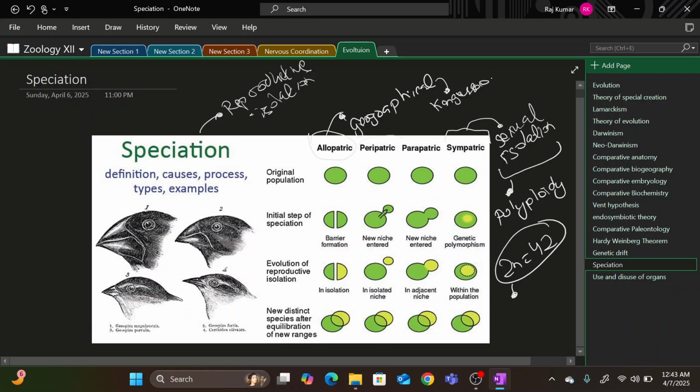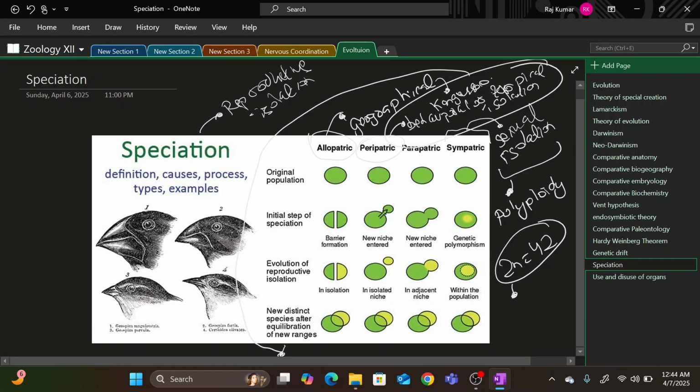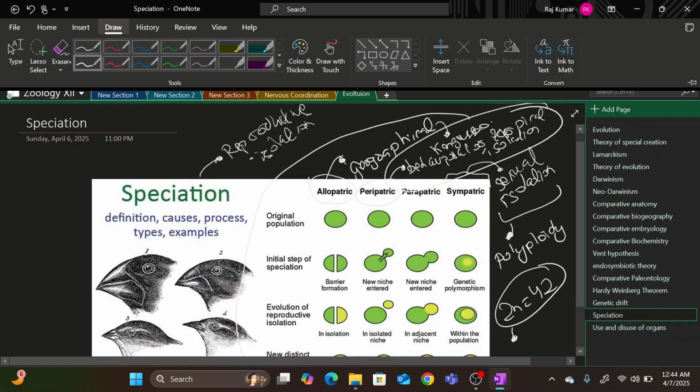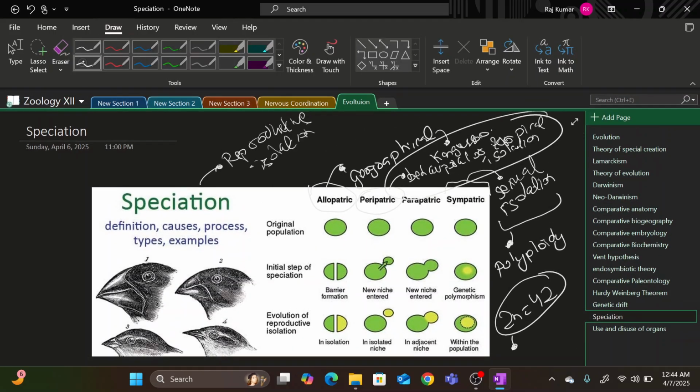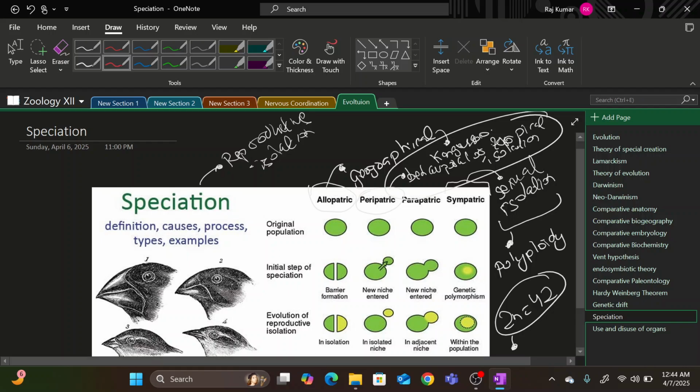And alongside that, we have peripatric. Peripatric is based on behavioral isolation. It is very rare, by the way. It is based on behavioral or tropical isolation. And behavioral or tropical isolation is due to different living conditions of organisms.